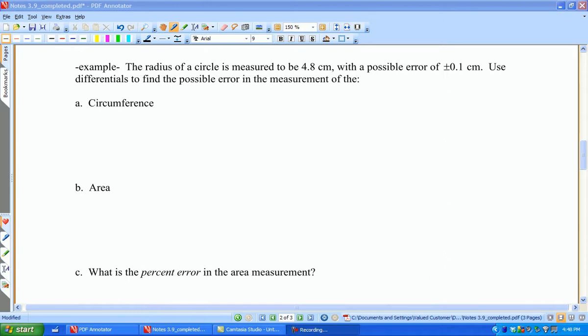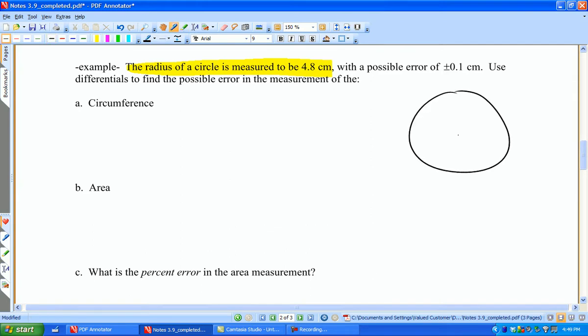Okay, this is part 2 of our video on section 3.9. Here are some applications of the use of differentials. The radius of a circle is measured to be 4.8 centimeters. So I have a circle, and I used a ruler, and I measured it to be 4.8 centimeters.